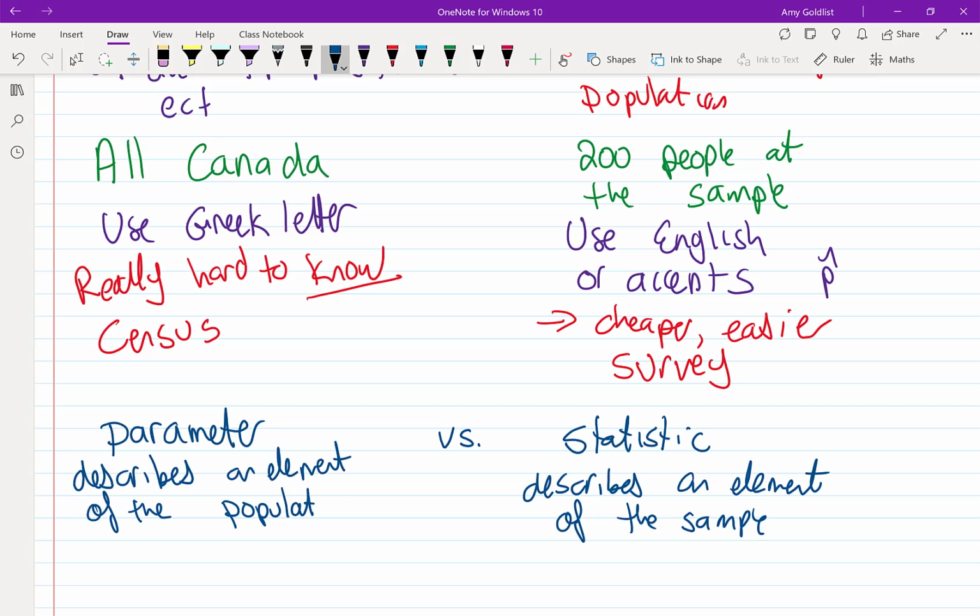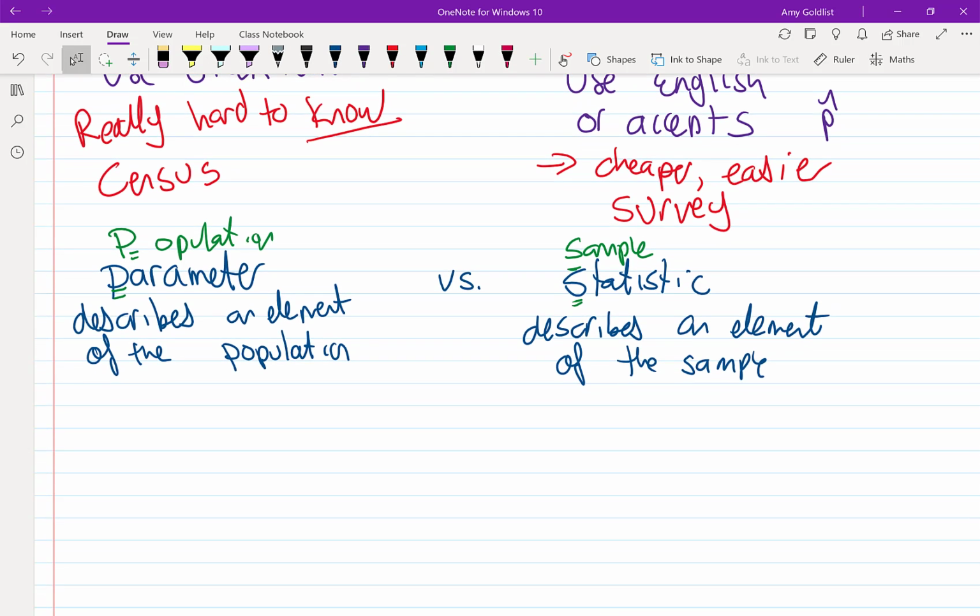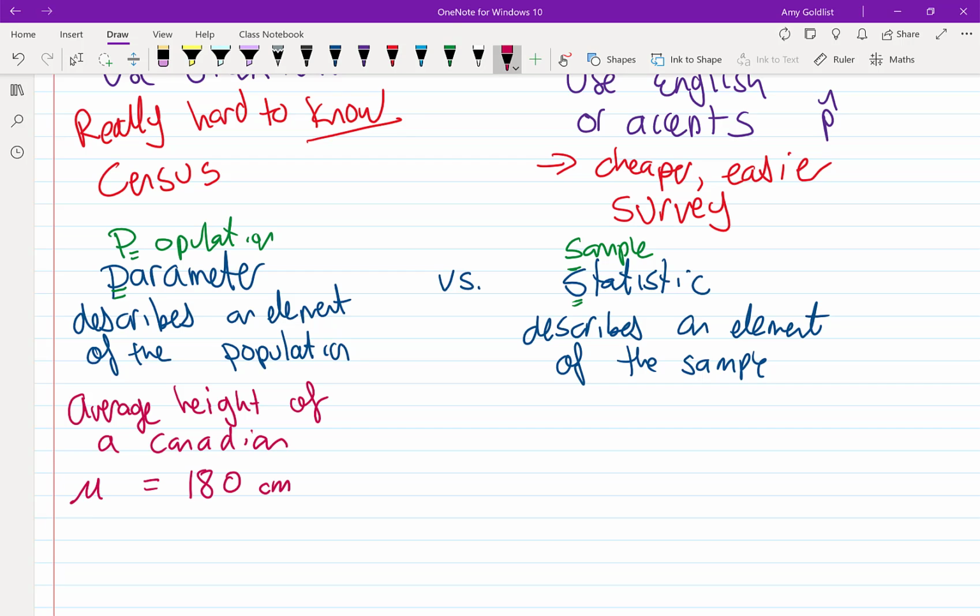I like to remember that population starts with P, and sample and statistic both start with S. That's as good as I've got for remembering them. This might be something like, I want to know the average height of a Canadian. I'm looking for a parameter called mu, and in this world, it's going to be about 180 centimeters. This is a Greek letter called mu, and it stands for the letter M, for mean or average.